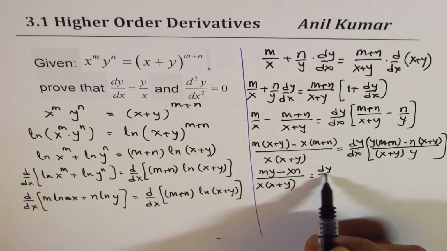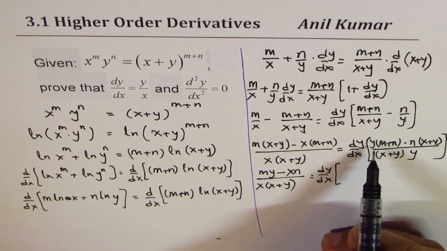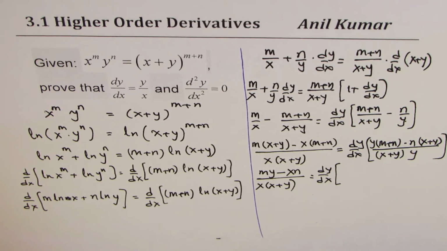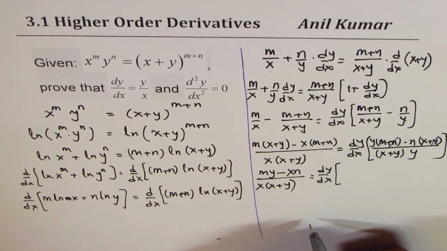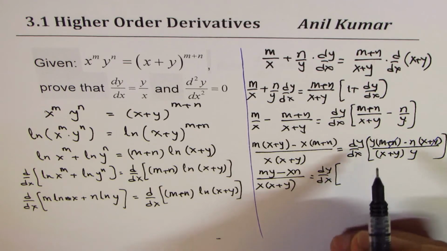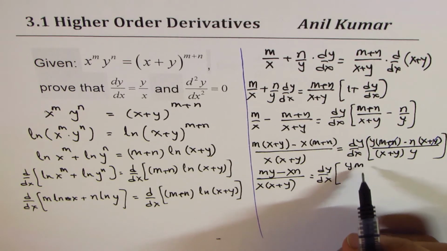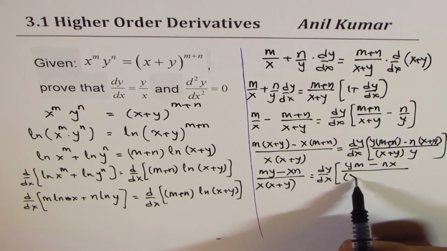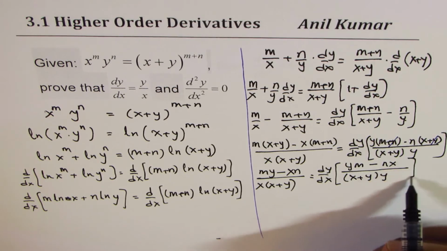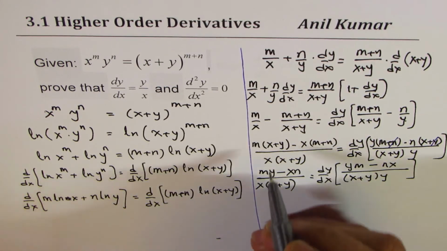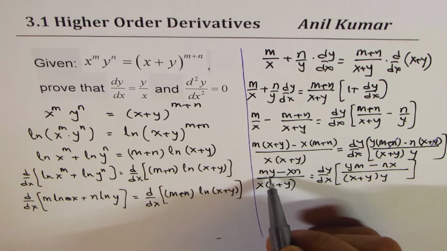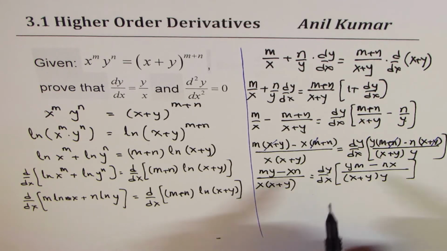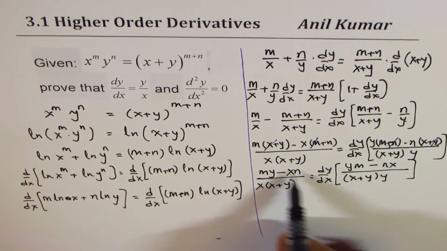On the right side, n times y and n times y get cancelled. So what we get is ym minus nx over (x plus y) times y. Perfect. On this side, m times y, the x terms got cancelled with m. Do you see that? Okay. Now what is dy/dx? We'll just cross multiply.